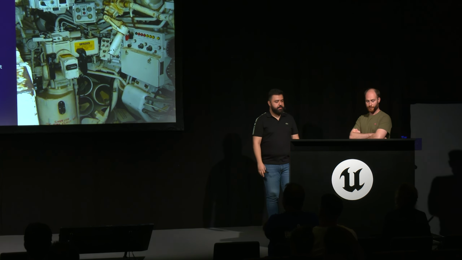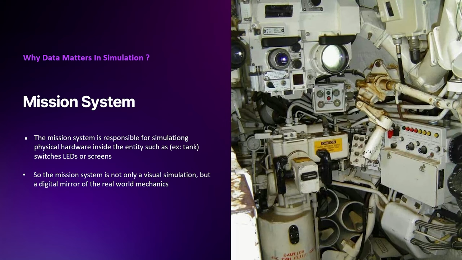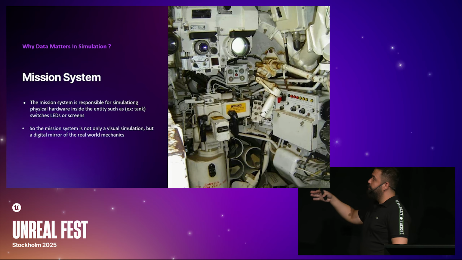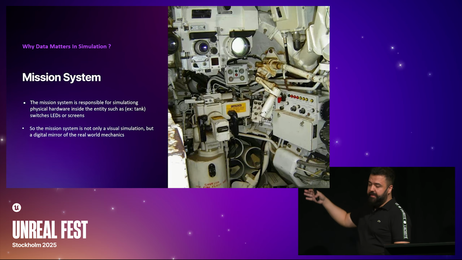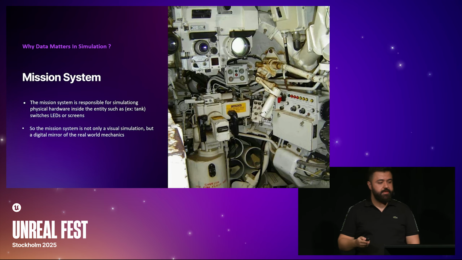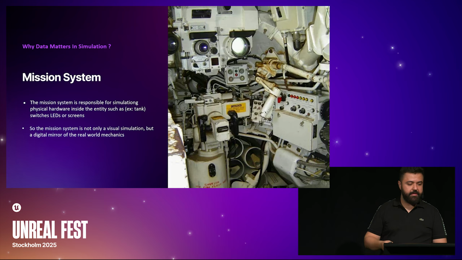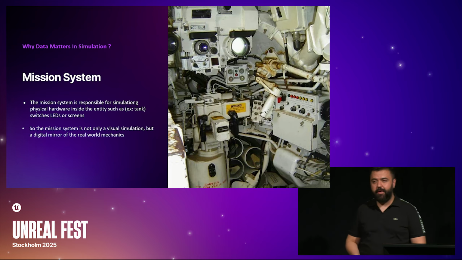The mission system is one of the key reasons why data matters in simulation. It's not just about visuals, it's about replicating the real hardware behavior inside the vehicle. Every switch, LED, and screen you see here must have the data behind it. So the mission system becomes a digital twin of the real-world mechanics, letting you train and test as if you were inside the actual vehicle.